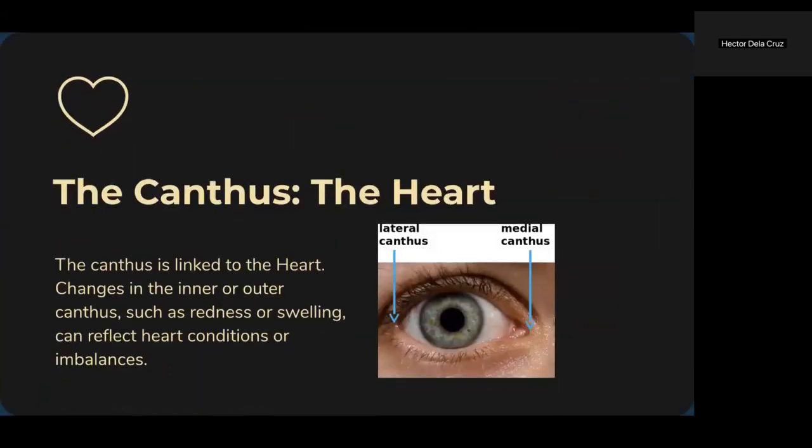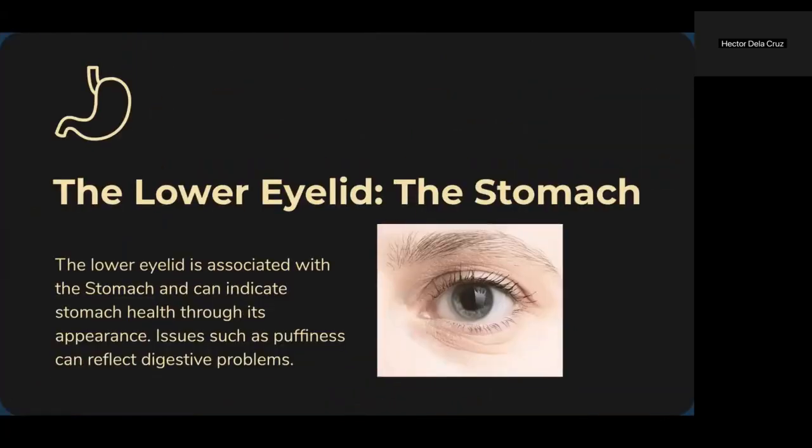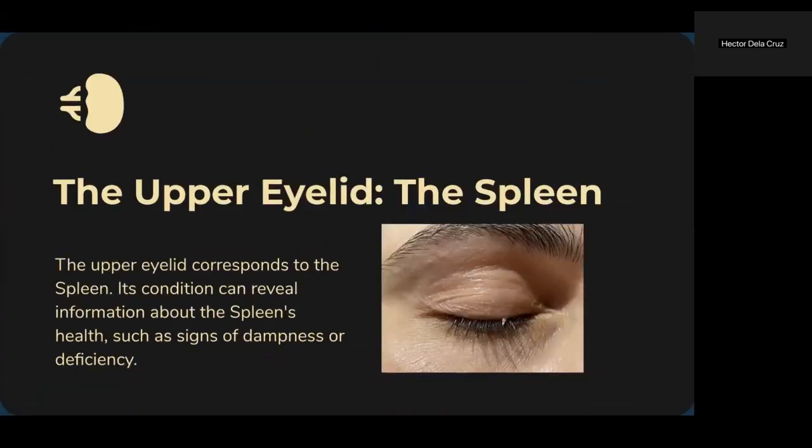The canthus is linked to the heart. Changes in the inner or outer canthus, such as redness or swelling, can reflect heart conditions or imbalances. The lower eyelid is associated with the stomach and can indicate stomach health through its appearance. Issues such as puffiness can reflect digestive problems. The upper eyelid corresponds to the spleen. Its condition can reveal information about the spleen's health, such as signs of dampness or deficiency.